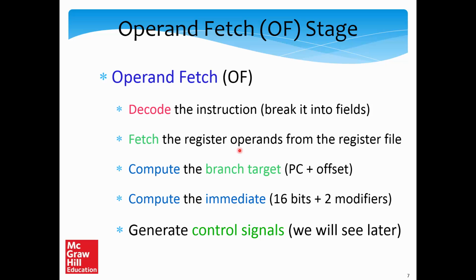So what we shall do here in the OF stage is several things. First is decode, fetch the operands from the register file, and compute the branch target, which is essentially the address of the instruction after the branch. In this case, we add the offset to the program counter. We also in this stage compute the immediates. The immediate, mind you, in simple RISC is 16 bits plus 2 modifiers. So it's an 18-bit immediate in that sense.